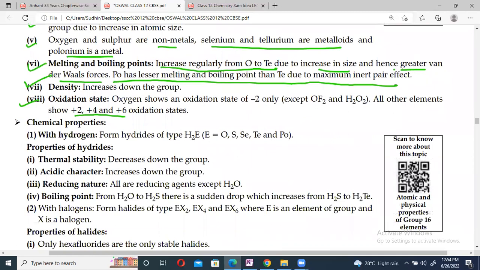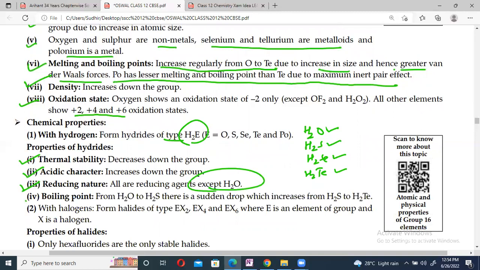Chemical properties. With hydrogen, they can form hydrides of the type H2E: H2O, H2S, H2Se, and H2Te. Thermal stability decreases, acidic character increases, and reducing nature increases. All are reducing agents except water. Boiling point suddenly decreases, but increases from H2S to H2Te. The reason is that water has a higher boiling point than all due to hydrogen bonding.